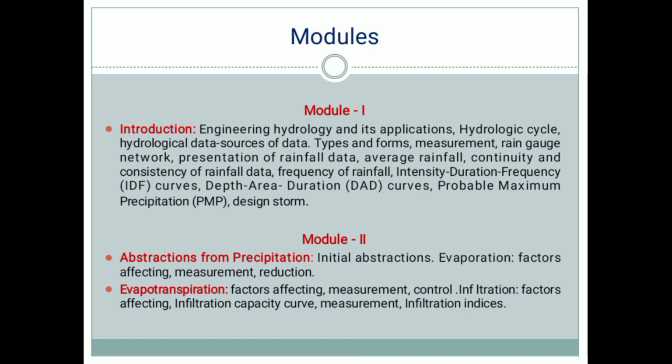In module number 2, we are going to see abstractions in precipitation. That is, the initial abstractions, which are evaporation. Under evaporation, we are going to discuss what the factors are that affect evaporation.